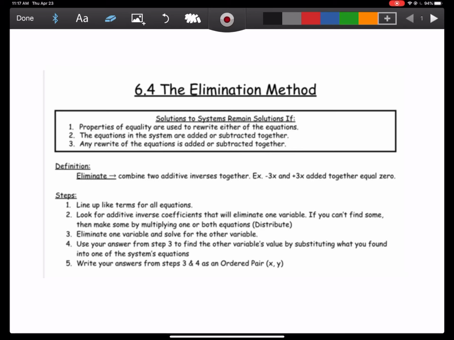Okay, these are the notes on 6.4, the elimination method. So we're going to start out with something we saw on Kirk's notes, and that was the solutions to systems remain solutions if properties of equality are used to rewrite either of the equations. So we're looking right here. The equations in the system are added or subtracted together. So in other words, we're allowed to add the equations in a system together. And number 3 says any rewrite of the equations is added or subtracted together.